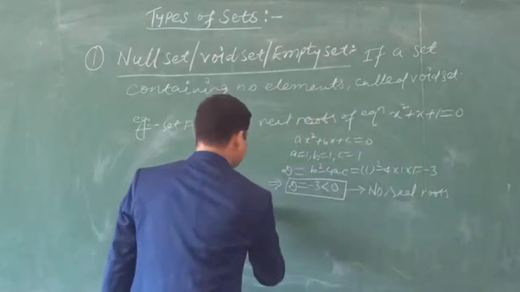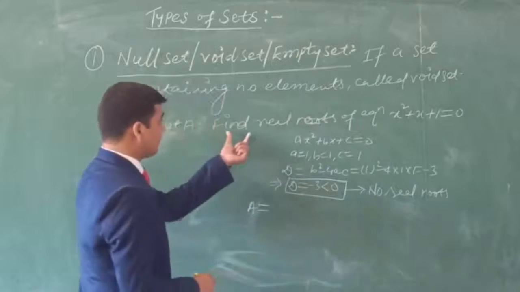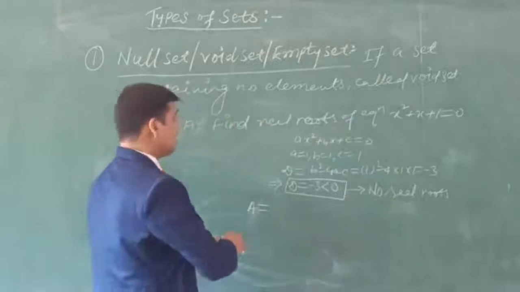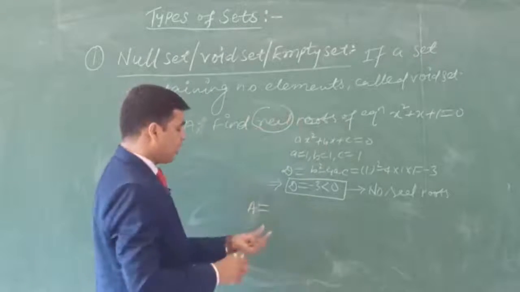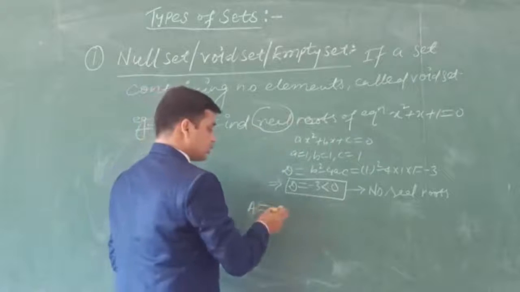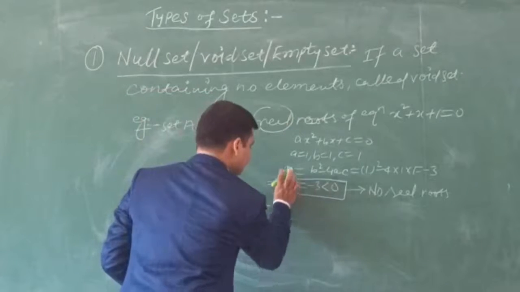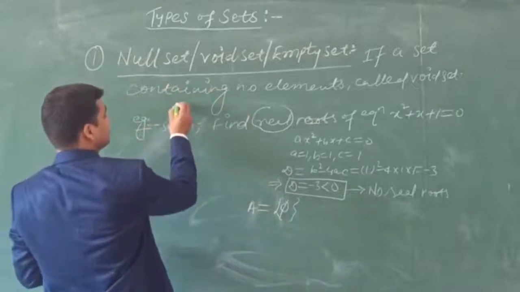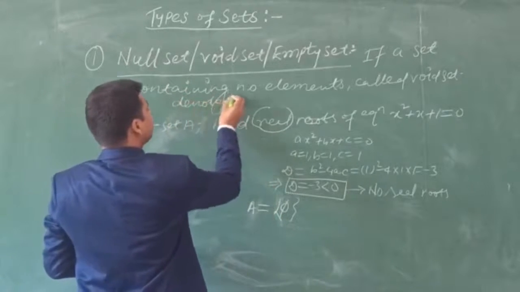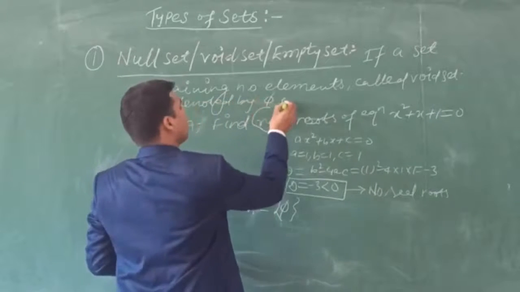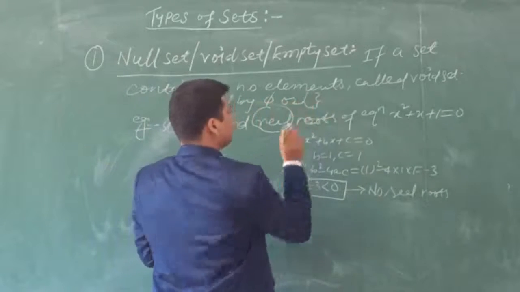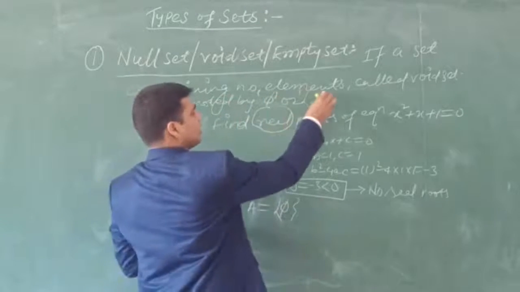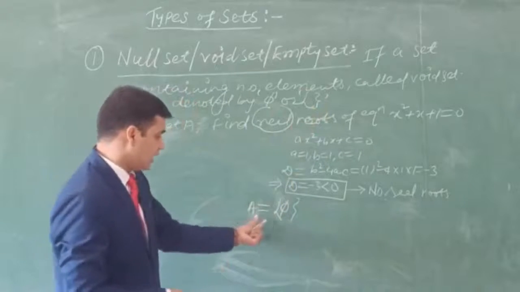So what is the value of this? Find real roots of this equation x square plus x plus 1. We need to find a real root, but what are we getting? Nothing, no real roots, means no solution. So you can say A equals to the null set. And one more thing, the null set is denoted by the symbol phi or this empty curly bracket. This is denoted by phi means nothing, and empty curly brackets means nothing.